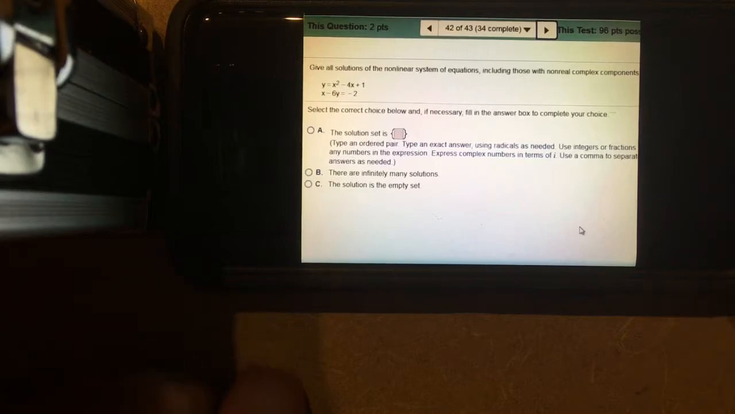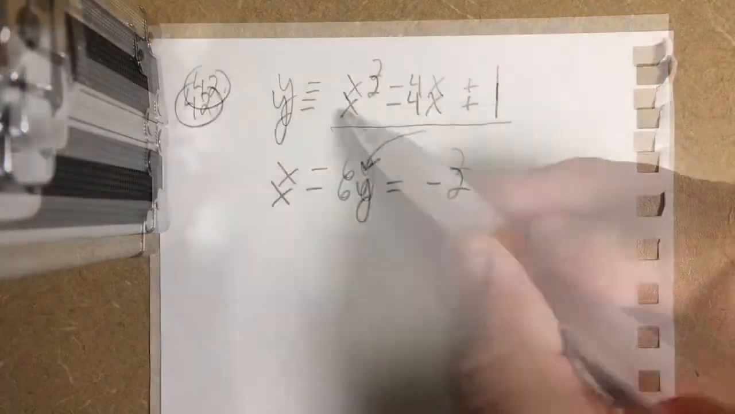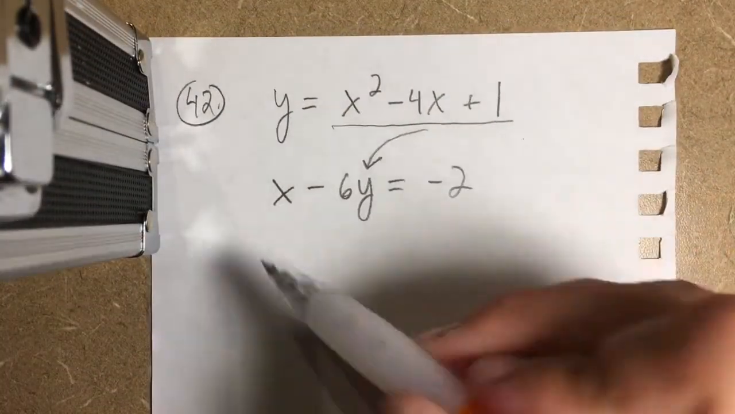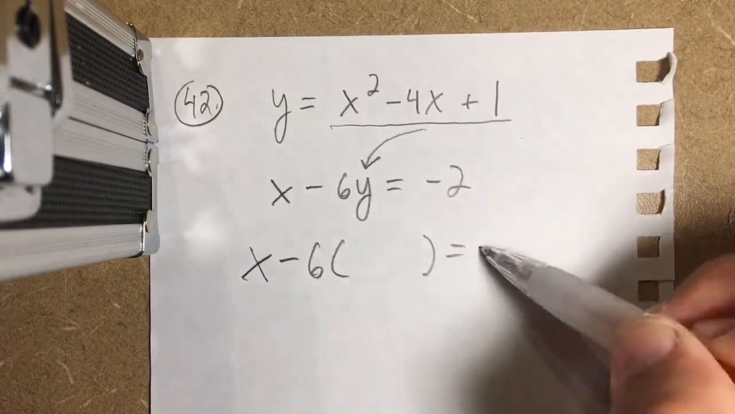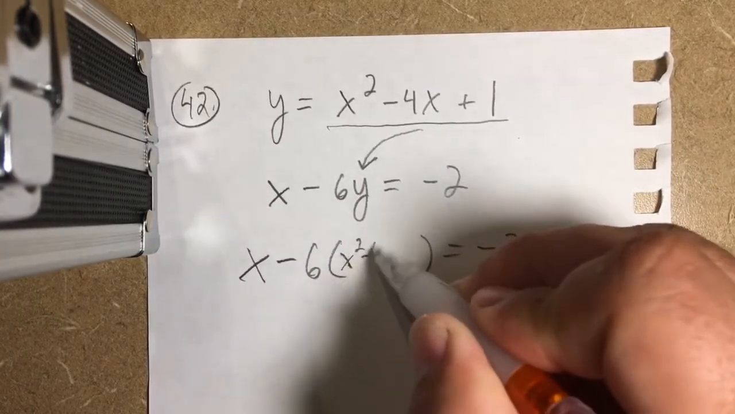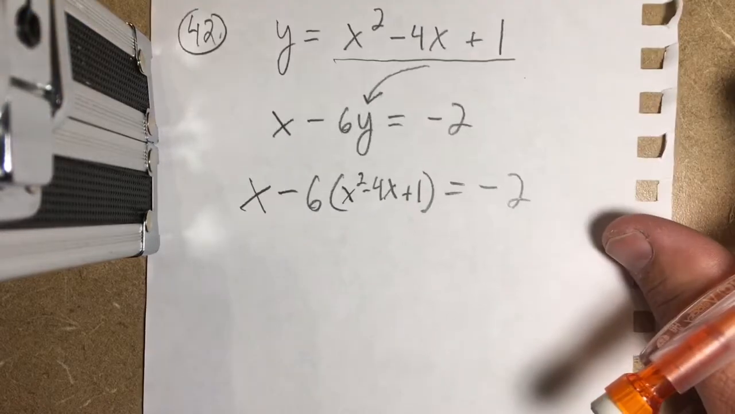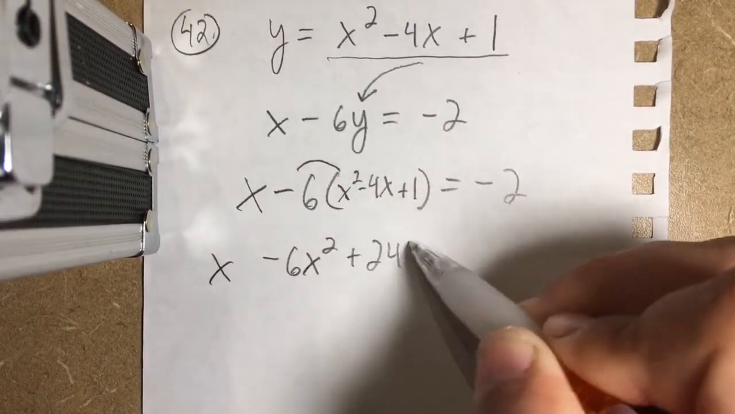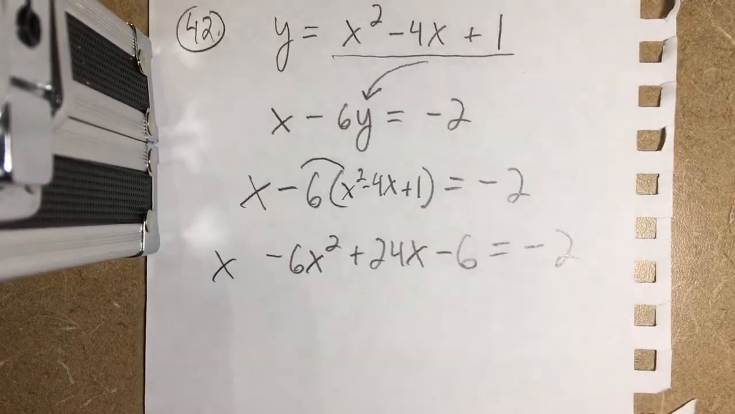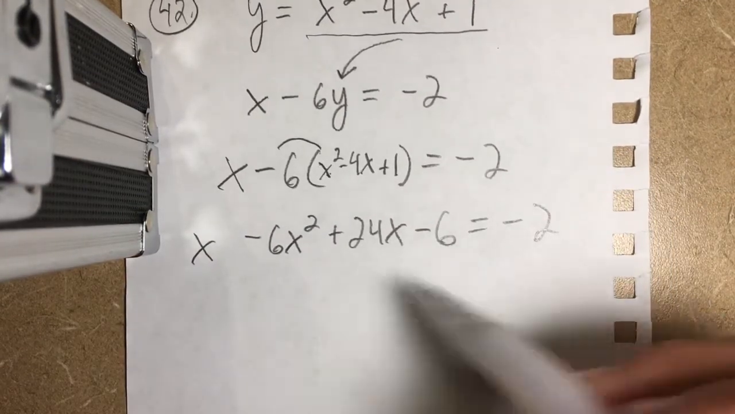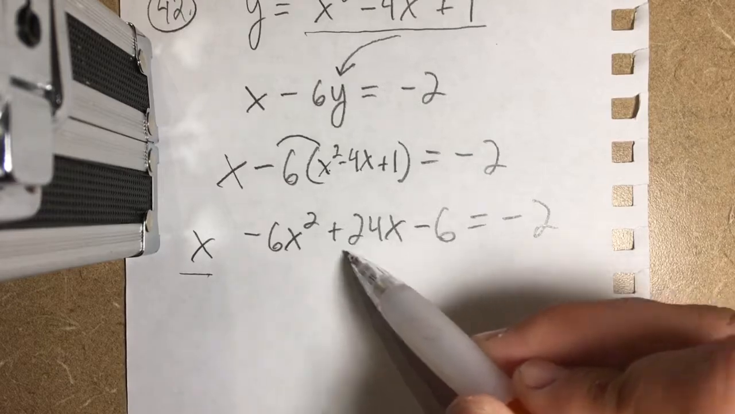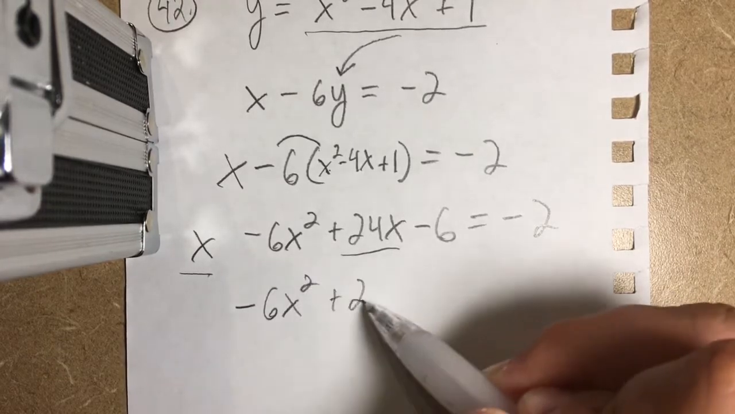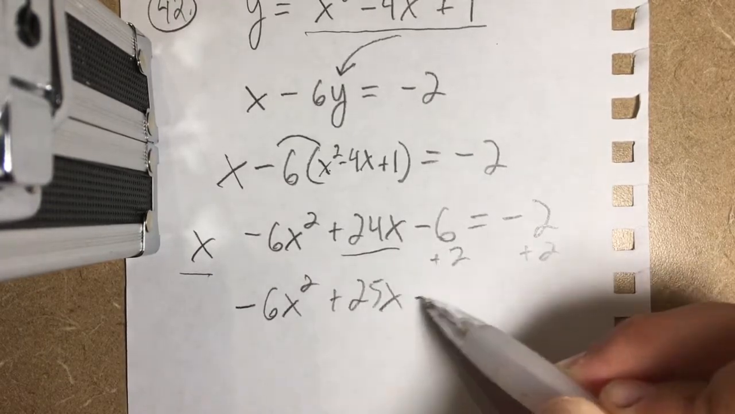42, one of the hardest problems. So what I need to do is plug this quantity in for the y. Distribute that negative 6. Be careful, I'm distributing negative 6. Now I want to get everything over here on the left side simplified, combine my terms, so that's going to be negative 6x squared plus 25x, minus 4 equals 0.